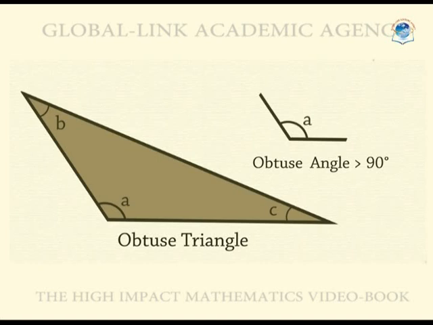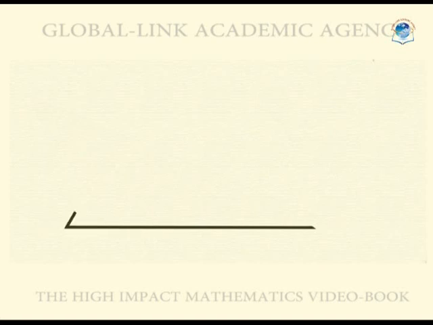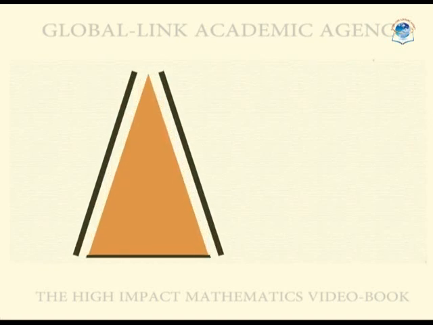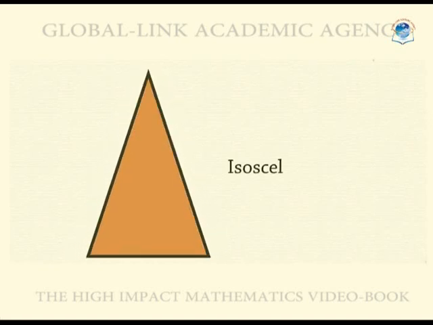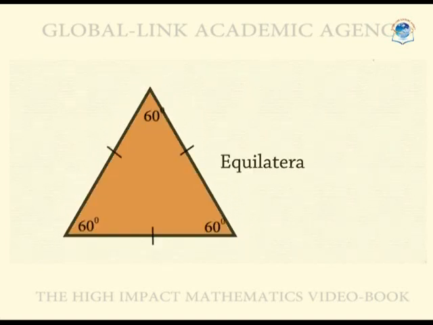Triangles can also be classified based on the length of their sides. A triangle with all the three sides different from each other is called a scalene triangle. A triangle with two equal sides is called an isosceles triangle. In this kind of triangle, the interior base angles are equal. And a triangle with all the three sides equal is an equilateral triangle. Here, all the angles are also equal and are 60 degrees.